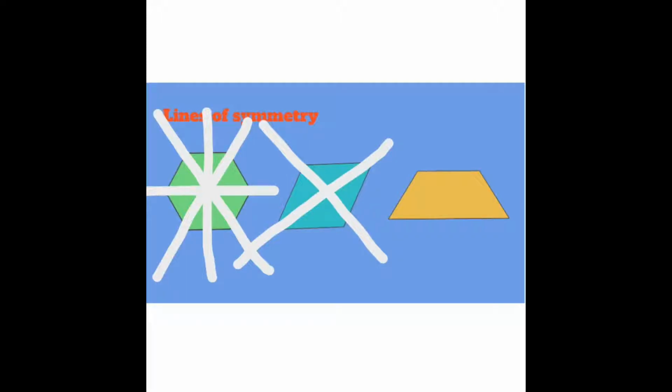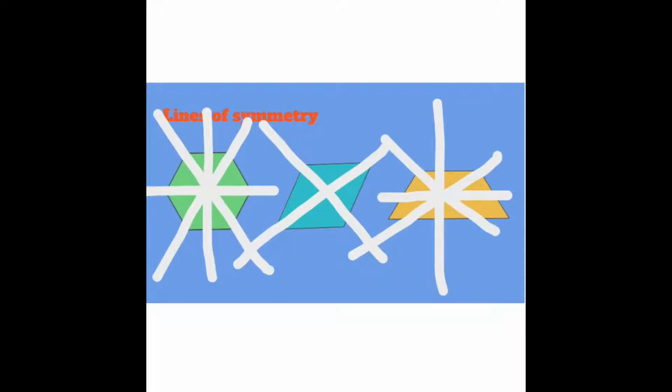However, the last shape here is a trapezoid, and it certainly has one line of symmetry. You can fold it in half there and have both of the sides be the same. But any other line that you try to draw doesn't work. So, trapezoid only has one line of symmetry.